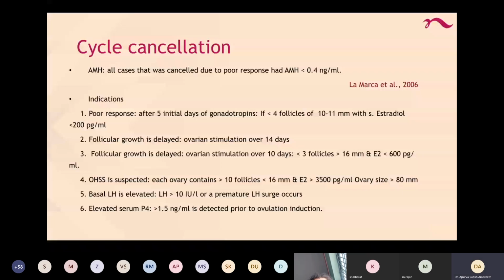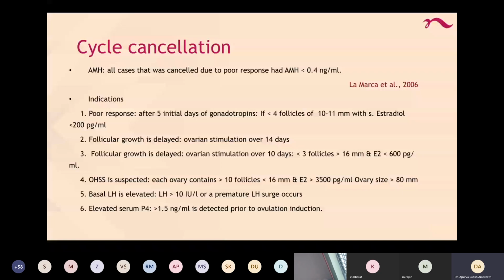OHSS is suspected. We don't do this anymore, but at one point in time, OHSS was a reason for cancellation of cycle. The basal LH is elevated or a premature LH surge occurs, and an elevated serum progesterone is also detected. We can consider looking at a cycle cancellation, though these are not done anymore because the freezing protocol is good nowadays. So some of the cancellation rates are dependent mainly on the age of the woman.